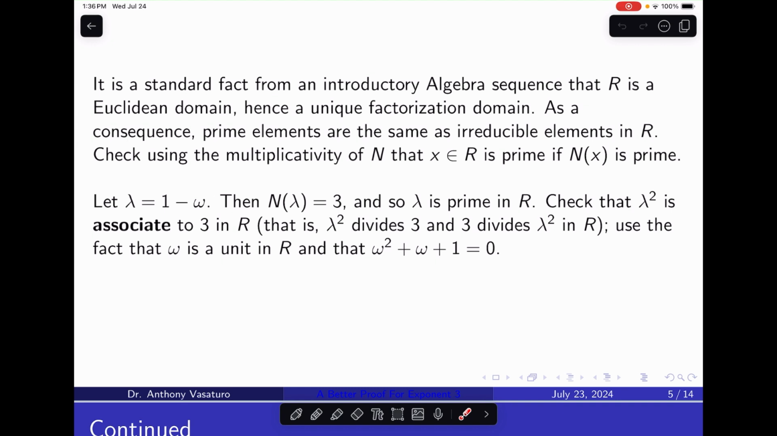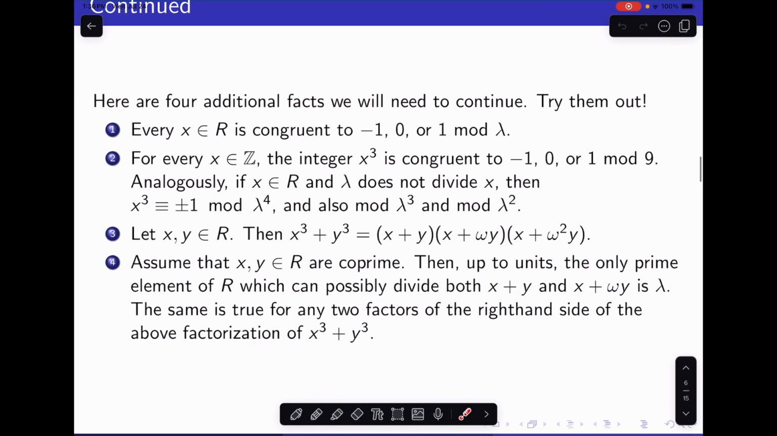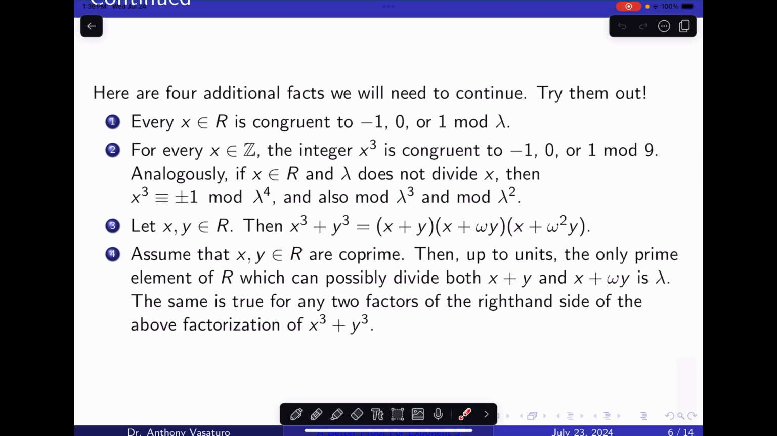I know that's going to get annoying, but again, I can't solve all these little preliminary exercises for the sake of my course this fall. If you're going to try to solve that, you can just use the fact that omega is actually a unit in R and that omega squared plus omega plus 1 equals 0. Here are 4 additional facts we will need to continue. Again, these are exercises.